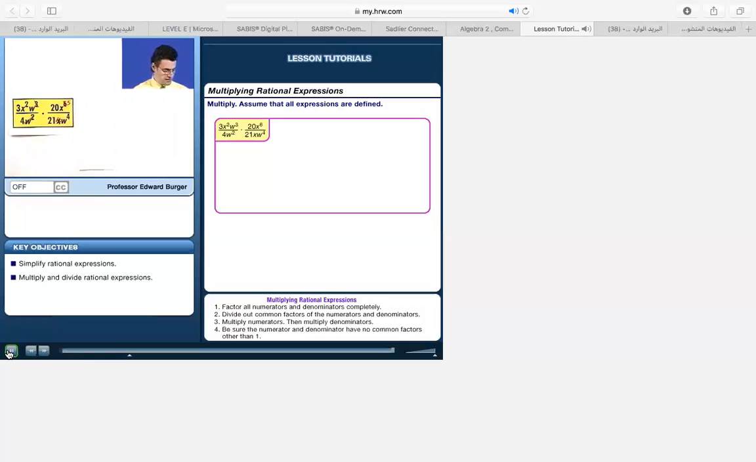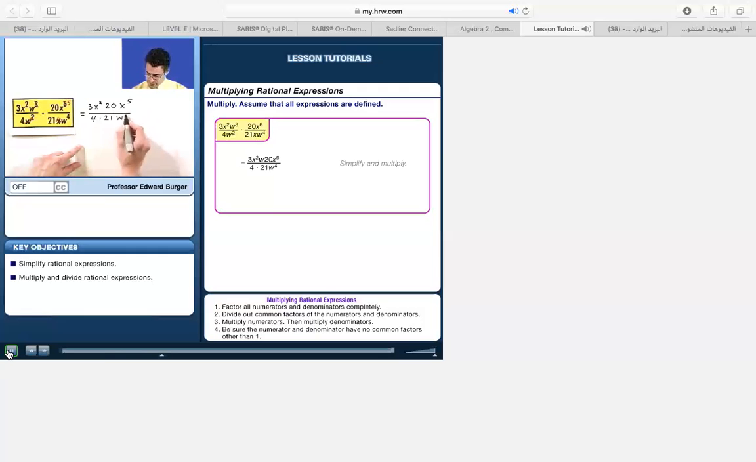So after that little simplification, we can now actually produce the product of multiplying everything through. So if we multiply everything through, what do we see? Well, I see 3x squared times 20x to the 5th in the numerator. And in the denominator, I see 4, and that's been already simplified away, times 21w to the 4th.